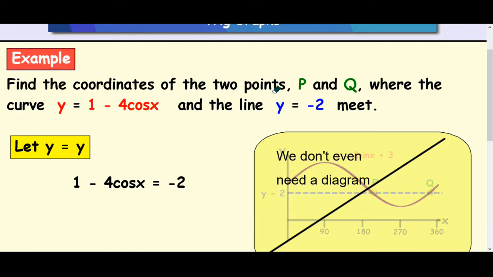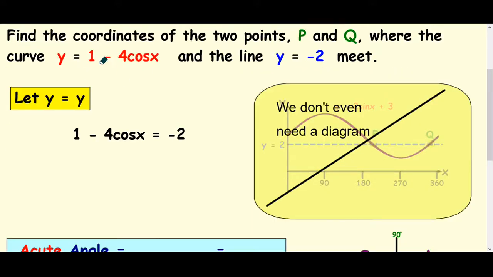So find the coordinates of the 2 points P and Q, and they could be A and B, it doesn't need to be P and Q, where the curve y equals 1 minus 4 cos x and the line y equals minus 2 meet. So you do your y equals y, you set your red bit, 1 minus 4 cos x, equal to negative 2, and you go about solving it. Now I made this a wee bit trickier with the negative and so on, but it shouldn't change too much. So firstly I would take away the 1 from both sides. Now that leaves a minus 4 cos x. That's really important. You've still got a negative there. So take away the 1 from here, you're at minus 3.